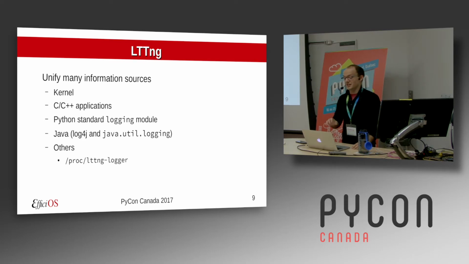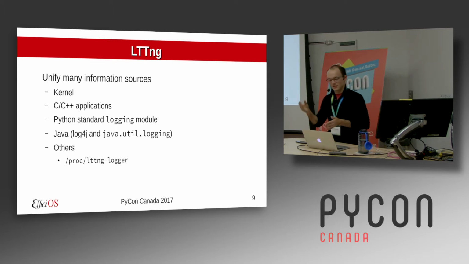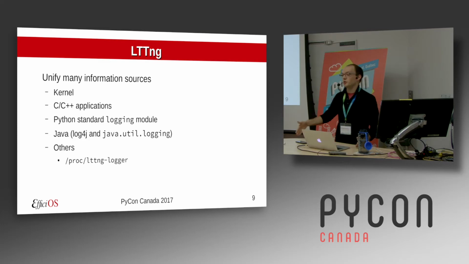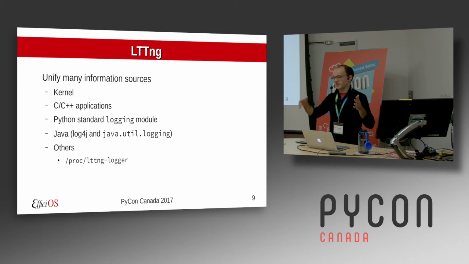And the last point that's going to be important for the demo is that since LTTng has many tracers, we want to unify them. The nice thing is that you'll be able to see kernel events, events from C, C++ applications, Python, Java, all on the same timeline. So if you have a Java application that's talking to a Python server using IPC mechanisms, you'll see them both on the same timeline interacting without having to shuffle around different files.